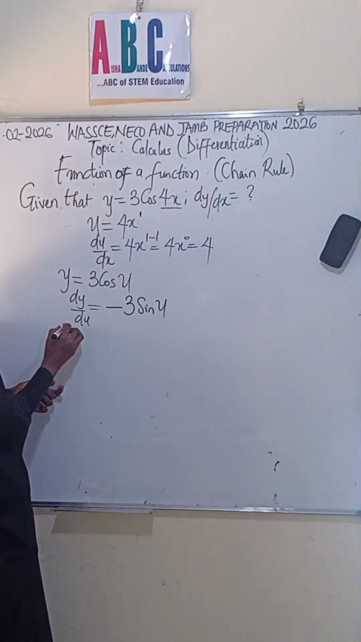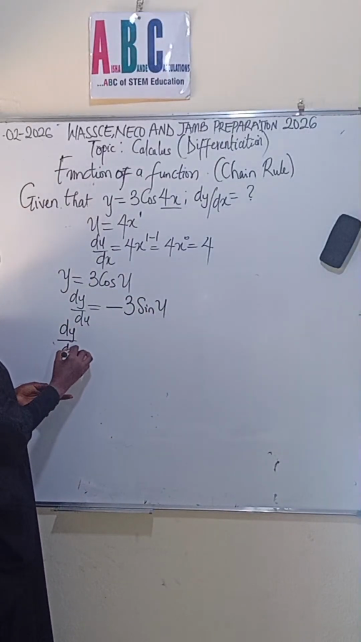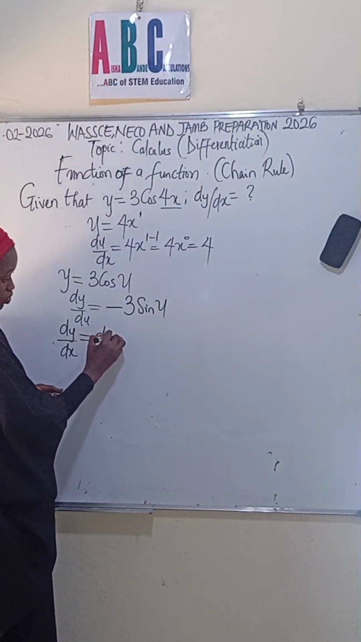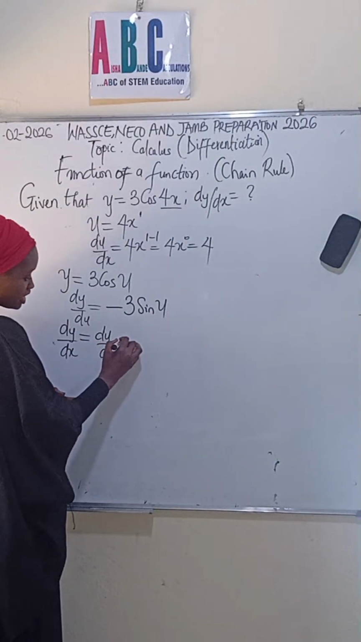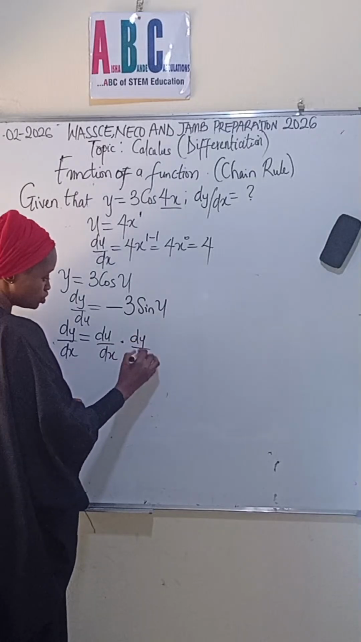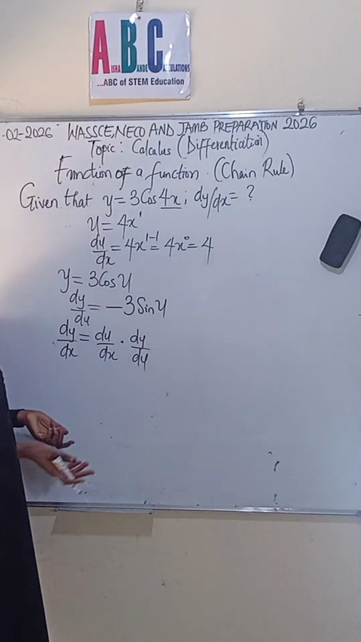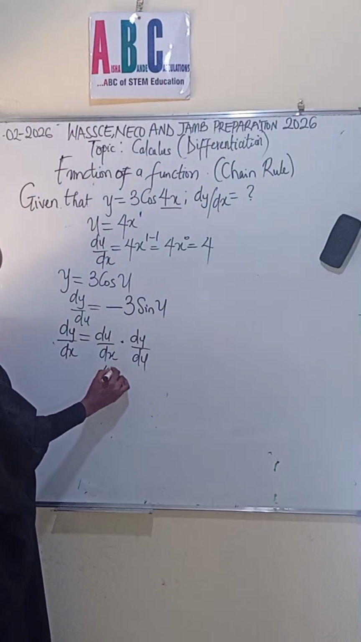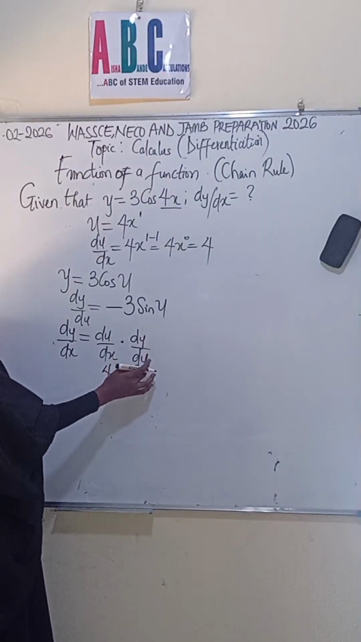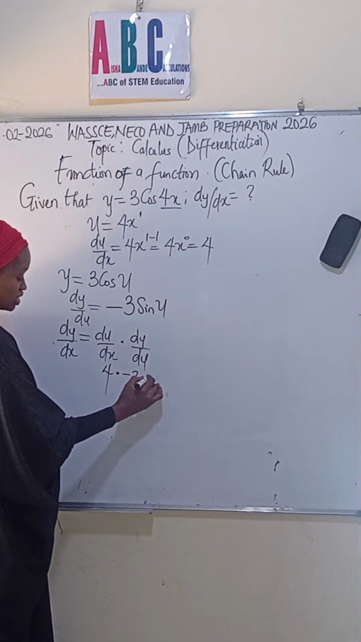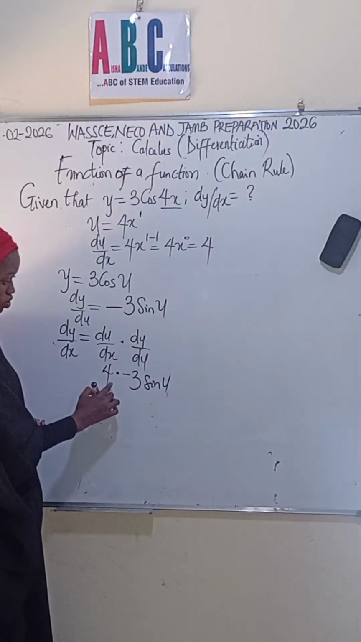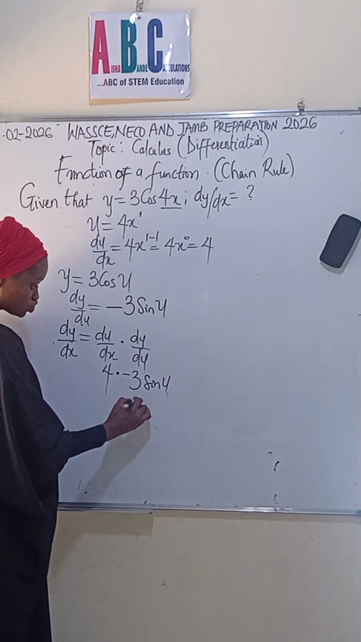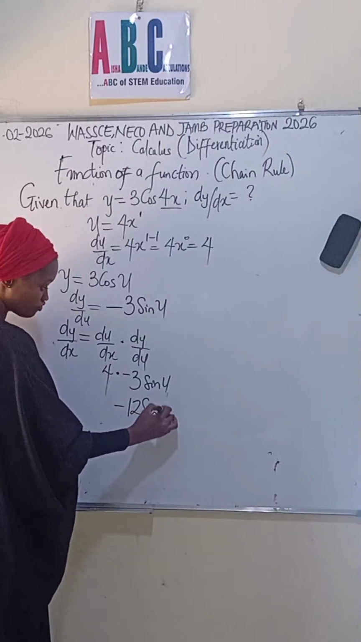Just so simple. We are looking for what? dy/dx. I remember I said dy/dx is what? You use du/dx times dy/du. So what do we do? We just substitute. du/dx is 4, multiplied by dy/du, which is minus 3 sine u. 4 times minus 3 is minus 12. So we have minus 12 sine u.